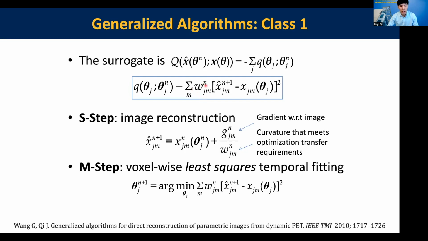It's the same for the other parameter, which is a weighting factor. Then the next step is to minimize this function for each voxel, which is just a kinetic parameter fitting step. So we can use any existing algorithm to do that.